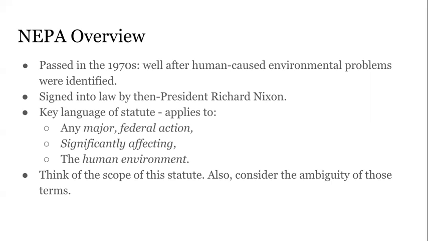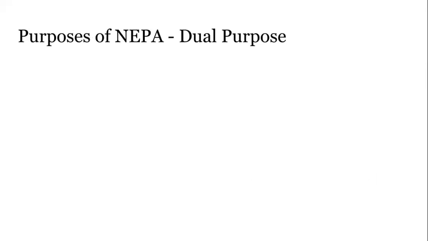So we can think of the scope of the statute, right? We can think of these terms and say, wow, any major federal action significantly affecting the environment. Wow, what does that mean? It could be limited, or it could be huge. It could apply to very few things, or it could apply to everything, depending on how we view those terms, how those terms are operationally defined. So let's think of the scope of that statute under this terminology, and we can also consider the ambiguity of those terms, as I've been saying.